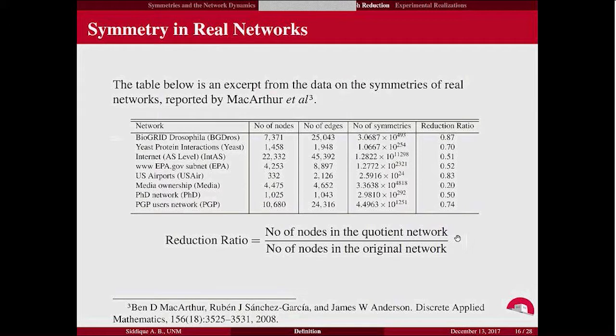And now I'd like to present a study by Mark Arthur et al. In one of his articles, he showed the presence of symmetries in real networks, and we can see that it's very common to find symmetries in real networks. This is showing the reduction ratios. We define the reduction ratio as the number of nodes in the quotient network versus the number of nodes in the original network, and a lower value of the reduction ratio tells us a higher reduction in the quotient graph.